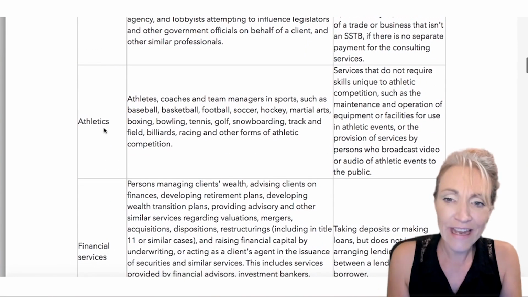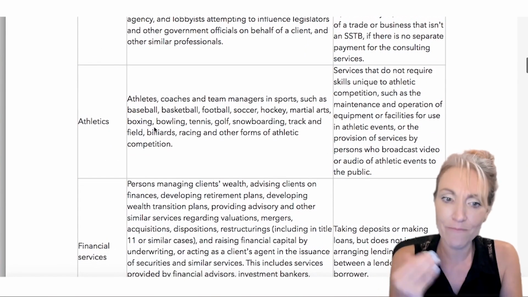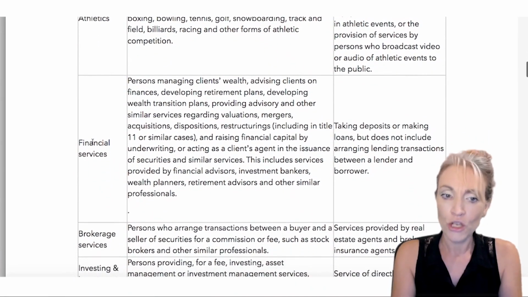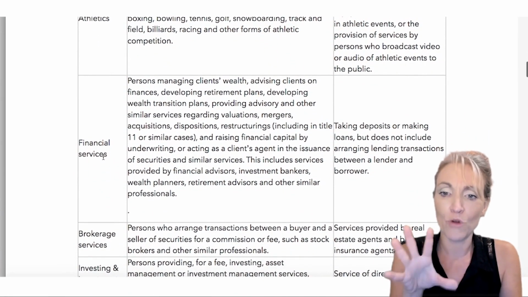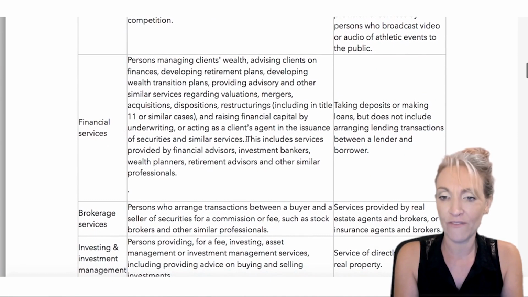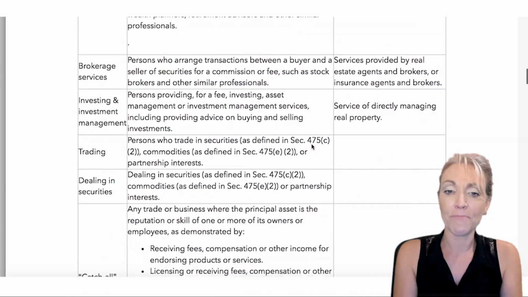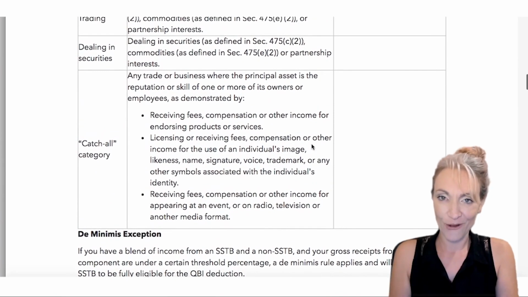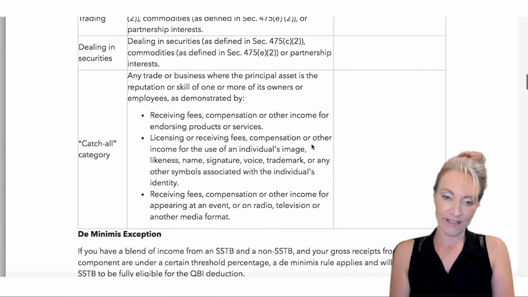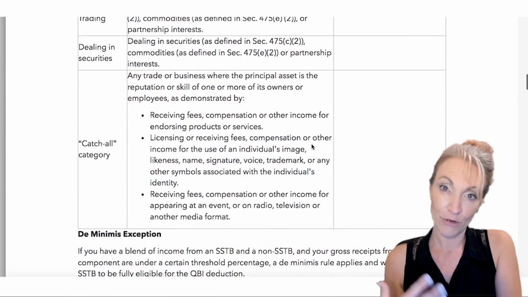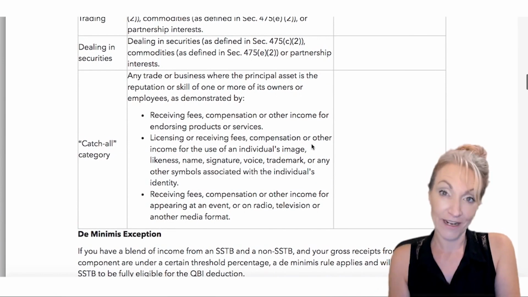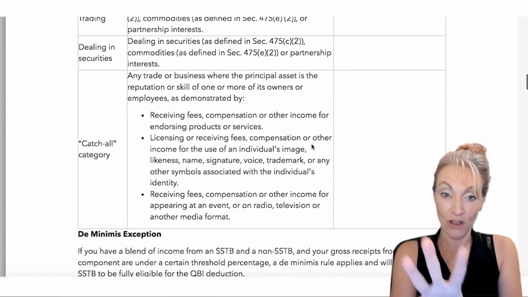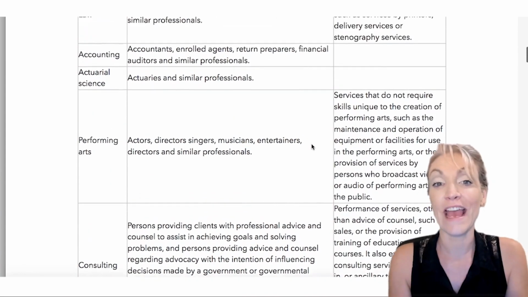Moving on, we have athletics, and it's basically the same pattern that we've seen. Financial services is a bit more broad of an area, and so they've gone into a bit more detail here, but it continues on. And if people have questions, do let me know in the comments below. We could go deeper on this. And most people I've been talking to, it's been pretty straightforward whether you are an SSTB or not, based on this added detail that we have now.